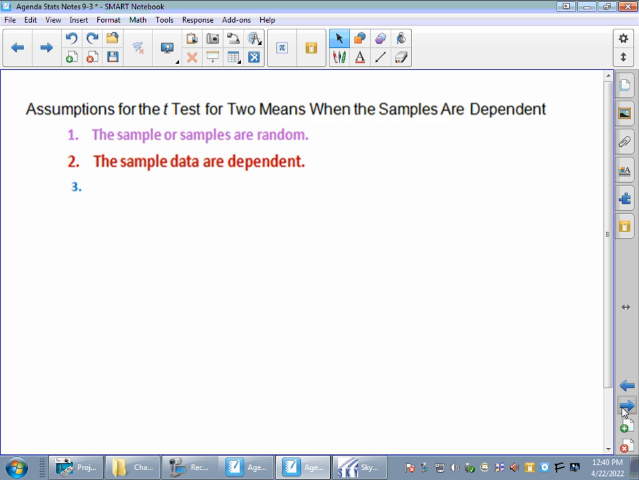Maybe it's the siblings of all of our first set of data or first set of sample people. Maybe it's somebody who matches up to them. Maybe it is the after data for a pre and post test. So we've got dependent data. And last but not least, if our sample size is less than 30, we have to be approximately normal because that's what we use the Z and the T tables for. They are symmetric or normal data.